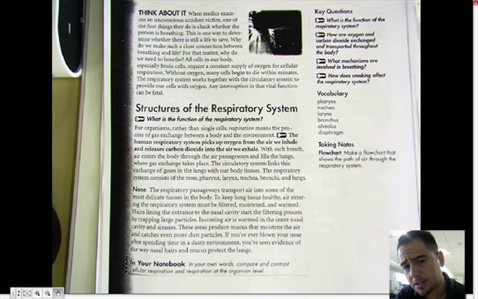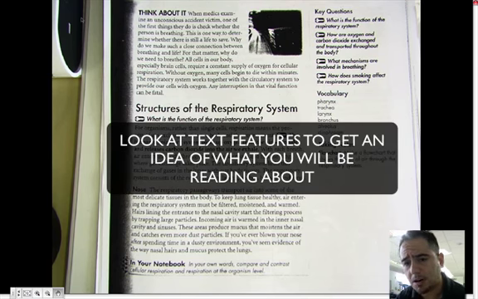When you survey, you look at text features. You're not going to be reading. You're just going to be looking at all the important features that make that text unique. You're not going to be reading it in depth. You're going to do sort of a helicopter view from above, looking at key things.